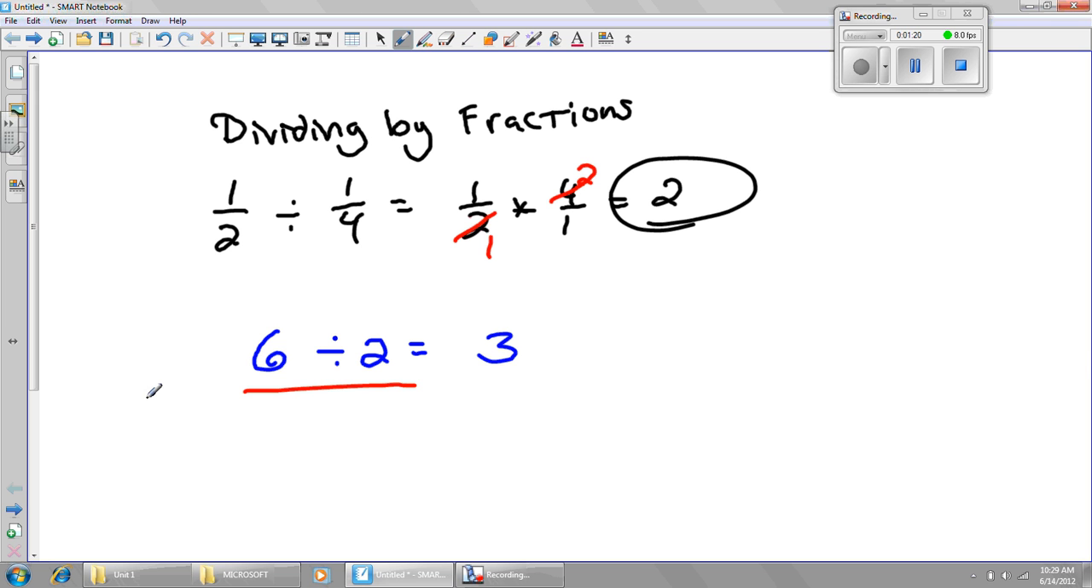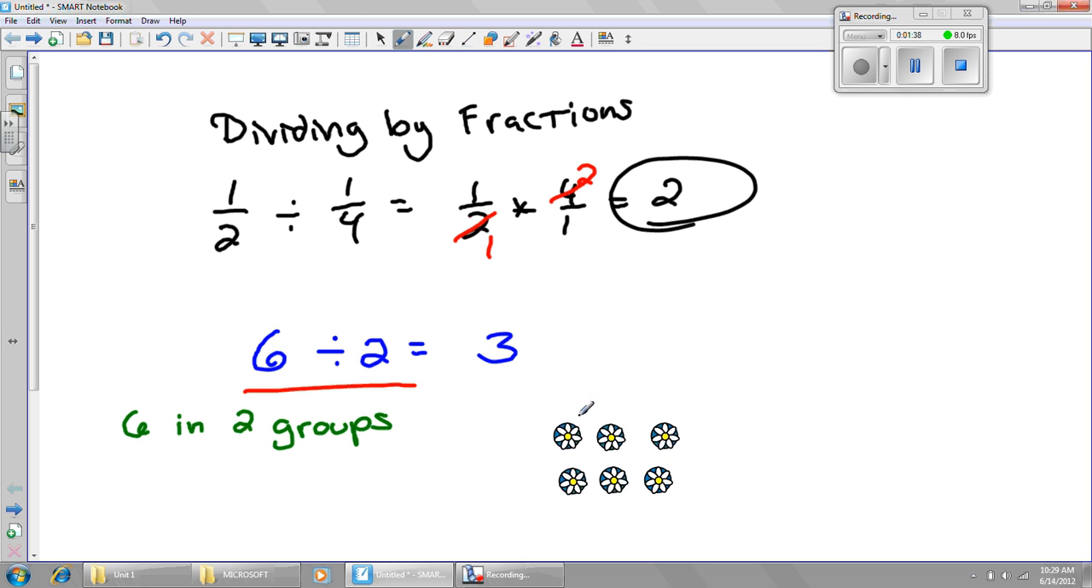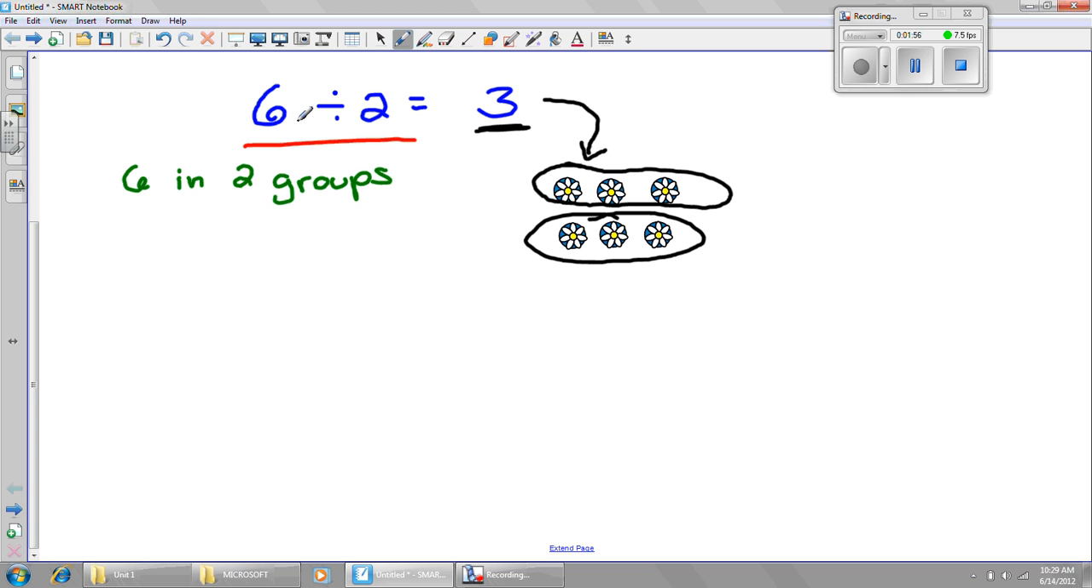It means 6 in 2 groups, right? So in other words, if I had 6 flowers, and I wanted to break them up into 2 groups, how many are in one group? Well, 3. There's 3 in one group, right? So we read this as 6 in 2 groups. We say 6 divided by 2, but it means 6 in 2 groups.